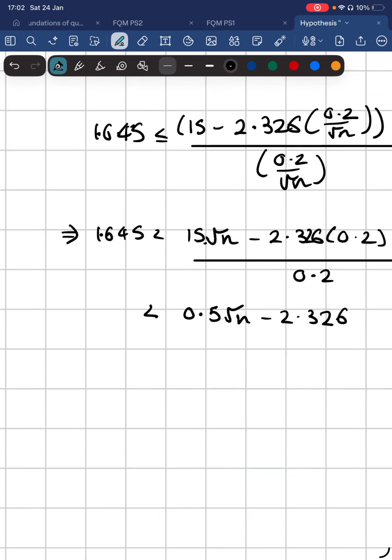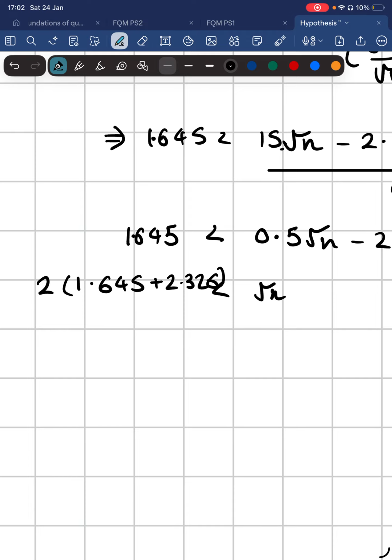Okay, so we clearly need square root of n to be greater than 1.645 plus 2.326, and then this whole thing times 2. And then we can square things on both sides, which is a fine function because n is strictly positive, and the square of a positive number is always positive.